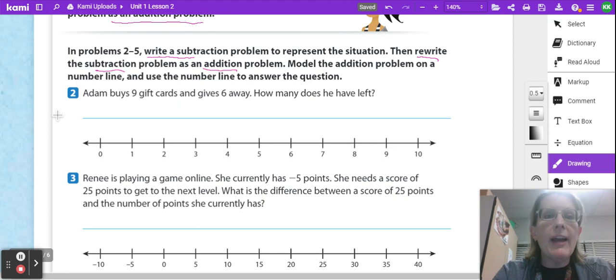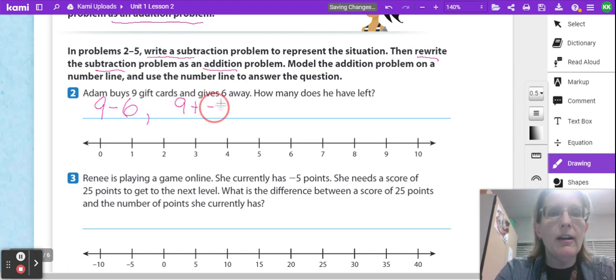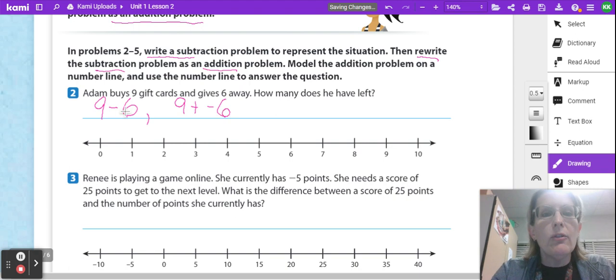So number 2 says Adam buys 9 gift cards and gives away 6. How many does he have left? So 9 gift cards is what he has, and if he gives away 6, that would be subtraction. So our problem is 9 minus 6. And we know that 9 minus 6 is the same thing as adding 9 plus a negative 6. So instead of subtracting, we can add the opposite.